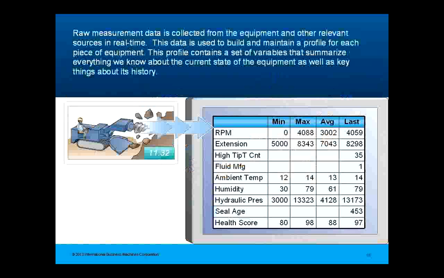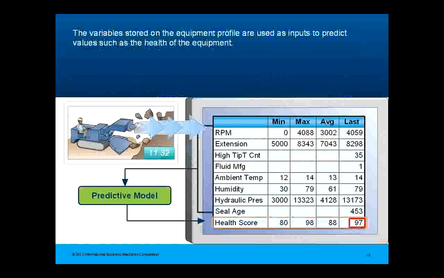Here we do our KPI calculations very quickly. Here we're doing some simple ones: the min, max, average, last, and we're storing only that data, that profile data, in our data store. Once we have that profile available for each asset in real time, we're able to take that profile data and run it through our predictive model.